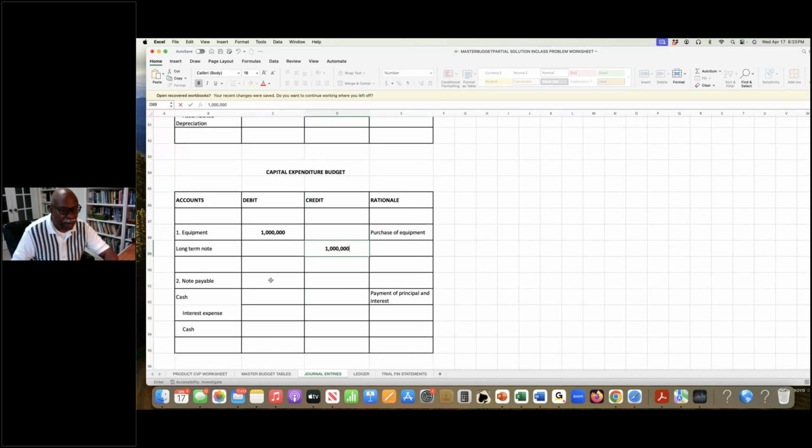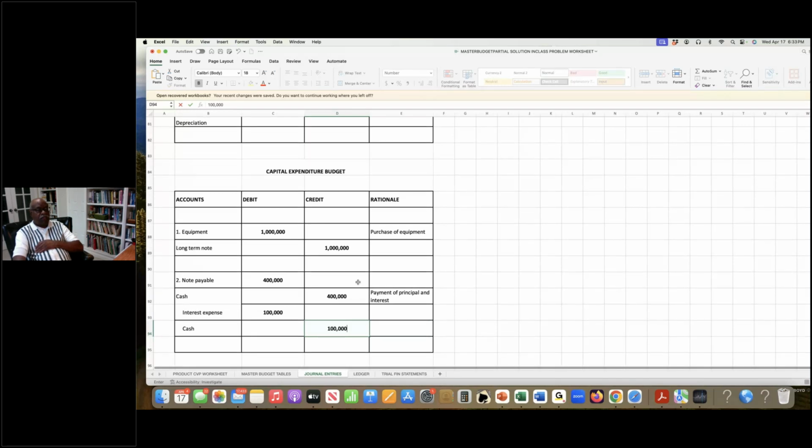So now when we make the payments, we debit note payable 400,000 and credit cash 400,000. We debit interest expense for 100,000. We credit cash for 100,000. There's no cash in this journal entry. It will not go on the cash budget. If there's a down payment of say 200,000, then that would go on there, but there was no down payment.